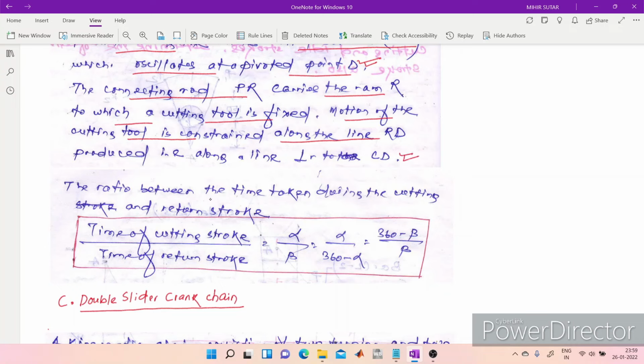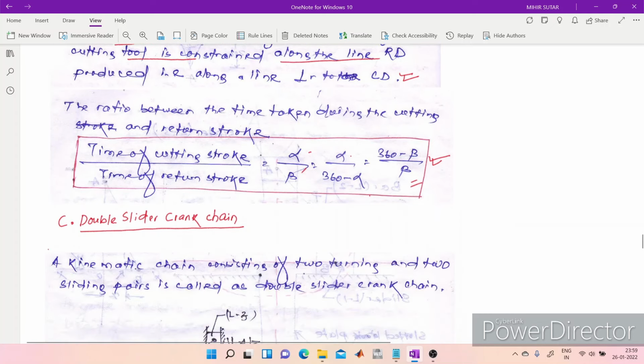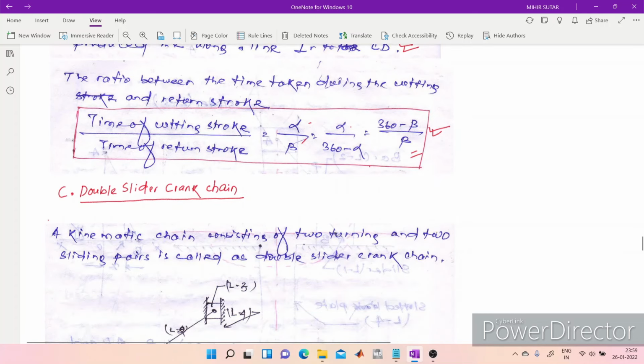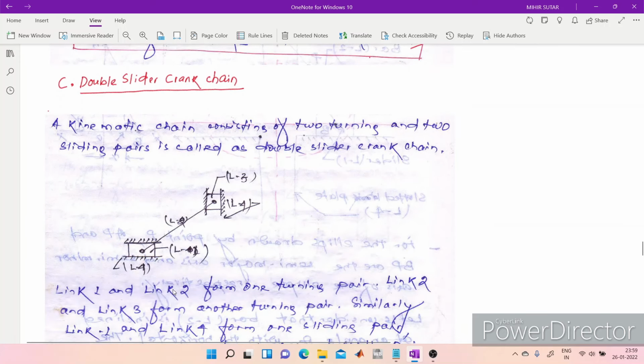Now, same here, you can obtain the ratio between the time taken during the cutting and return stroke as alpha by beta. So we can write alpha divided by 360 minus alpha, or you can express this equation as 360 minus beta divided by beta here. Now, coming to the third possible kinematic chain, which is our double slider crank chain.